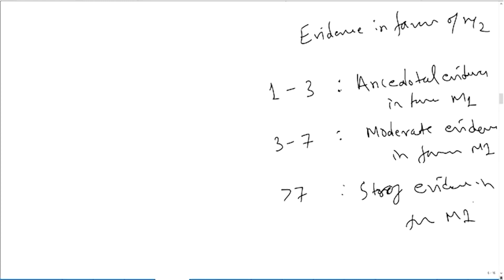So, there is some convention. If it is close to 1, then you would say there is anecdotal evidence that you cannot really trust. If it is somewhere between 3 and 10, you can say there is weak evidence. If it is greater than 10, you can say there is strong evidence, like that.